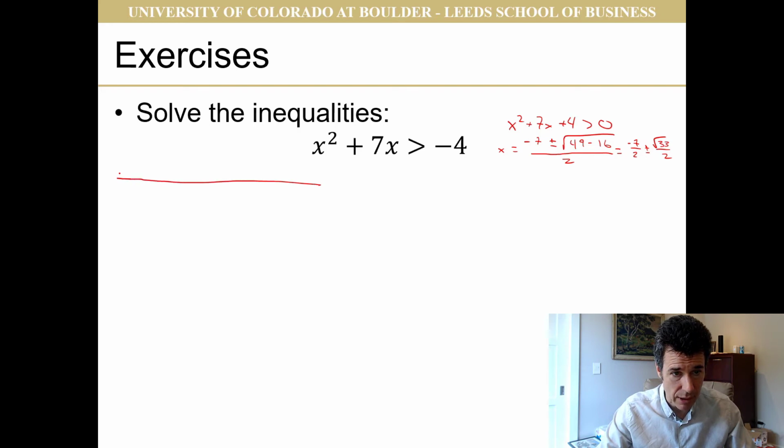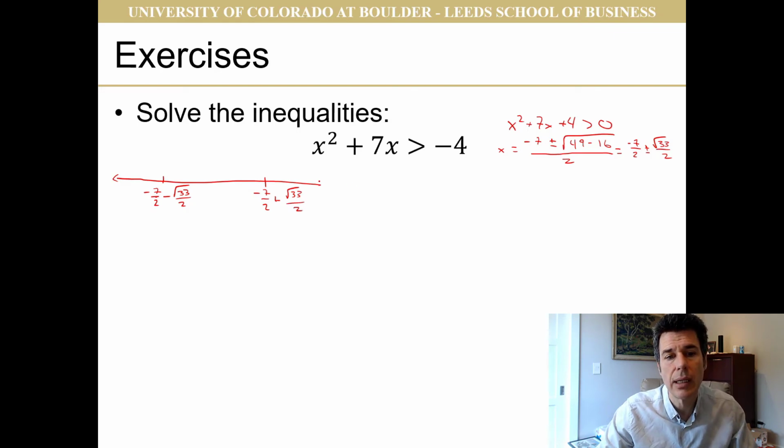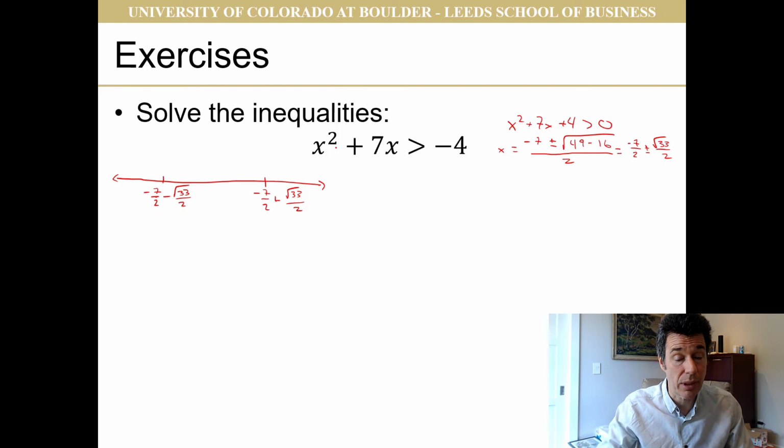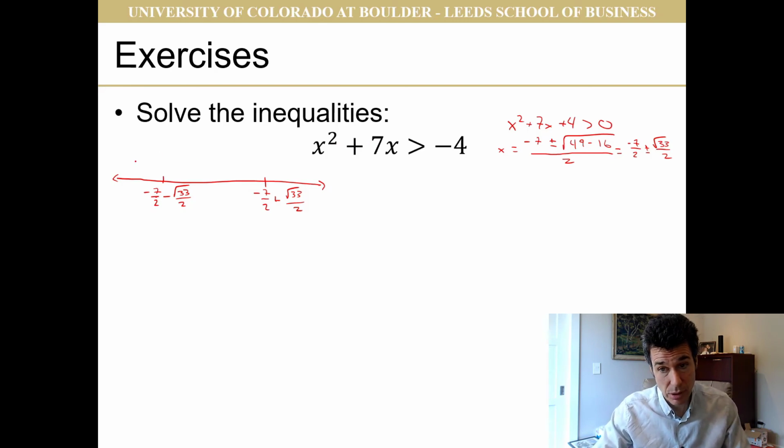I draw my number line. So we get negative 7 halves minus square root of 33 over 2, and we get negative 7 halves plus square root of 33 over 2. Put in a really big negative number, like negative a million. On the left-hand side, the x squared term is going to dominate. It's going to be biggest, right? Negative a million squared is much, much bigger than negative 7 million. It's positive, so it's true.